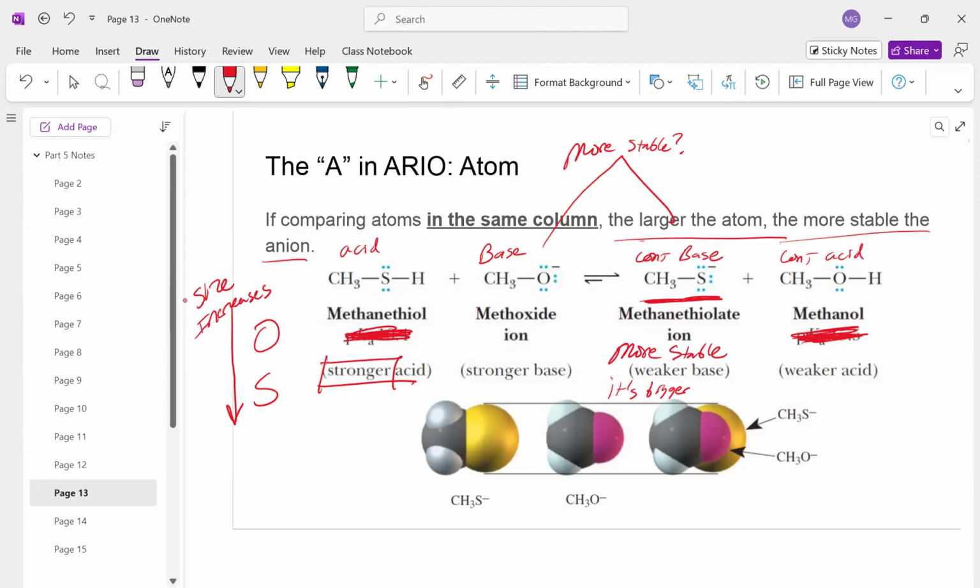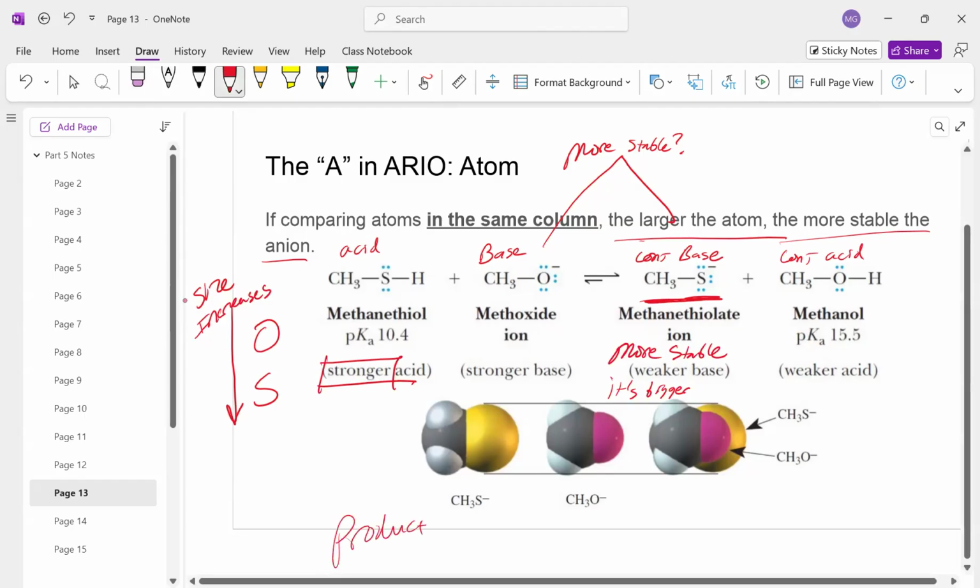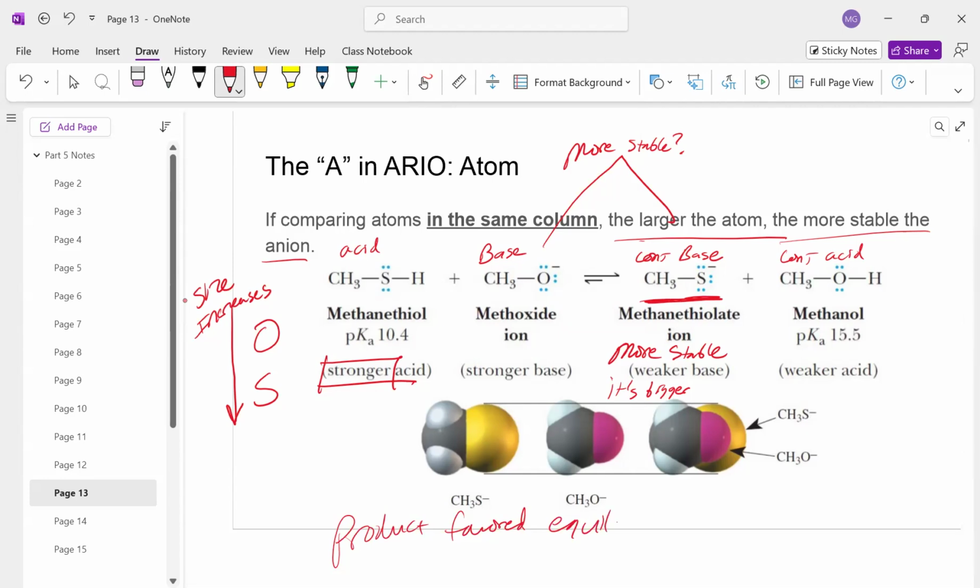We didn't even need any pKa numbers, and in fact, I'll bring them back now. If you look at the pKa values, notice for methane thiol, the pKa is lower than methanol. That means this is a product favored equilibrium. We didn't even need the pKa values. All we had to do is look at which base is more stable.